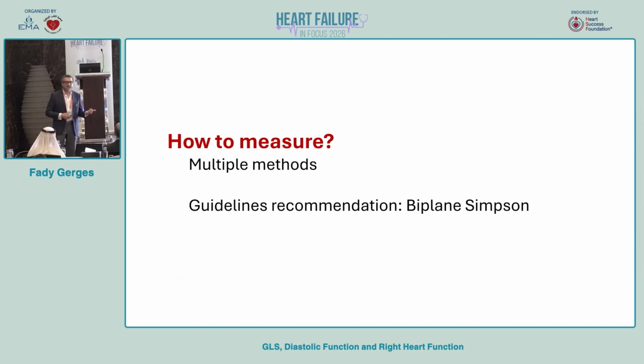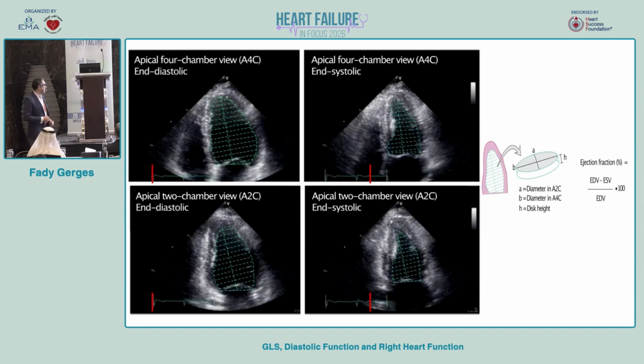We have the Simpson method, or the biplane method. We have the M mode. We have the 2D, which is very accurate as well. Even the 3D method, and it's very much comparable with the ejection fraction through the MRI. Recently, there's a lot of studies about this.